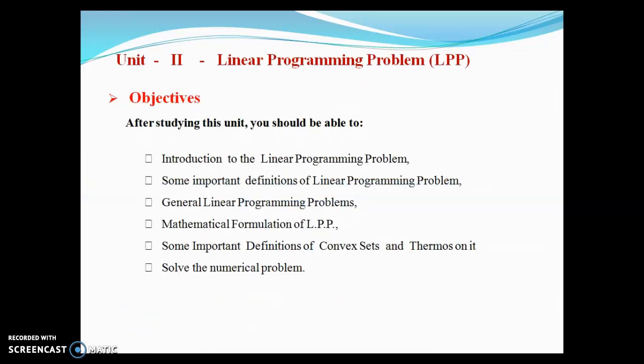In this chapter, we are going to cover the following points: introduction to the linear programming problem, some important definitions of LPP, general linear programming problem, mathematical formulation of the LPP, and some important definitions of the convex set and theorem on it. And finally, we solve some real life numerical examples.